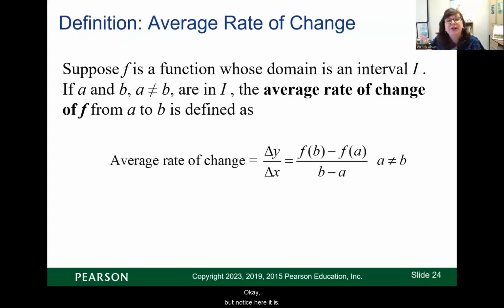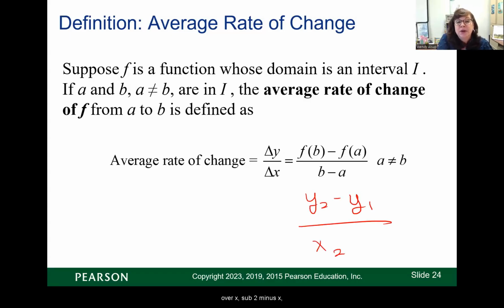Notice here the average rate of change is going to be the change in y over the change in x, and it just means to subtract your y values up top and subtract your x values on the bottom. This is just a version of slope. This is y sub 2 minus y sub 1 over x sub 2 minus x sub 1. It says a and b, and don't let that bother you, think of it as two different x's. So this is x sub 2 minus x sub 1. We could absolutely 100% write this like we always have when we talked about slope: y sub 2 minus y sub 1 over x sub 2 minus x sub 1.